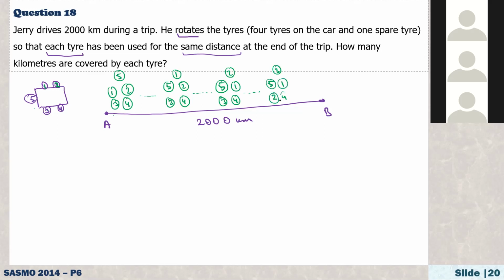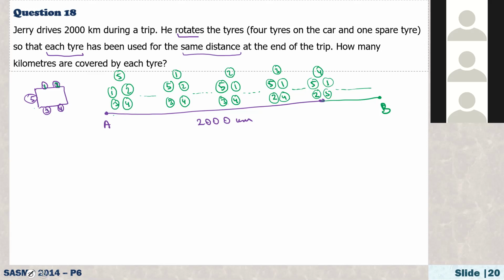Wait, let me finish this. Now I change 4 with 3. So now here we have 5, 1, 2, 3. Now 4 is the spare tire. So that's the last change. But still I will continue and reach my destination here. That is my destination. When we arrive at our destination, I don't have to change any tire.